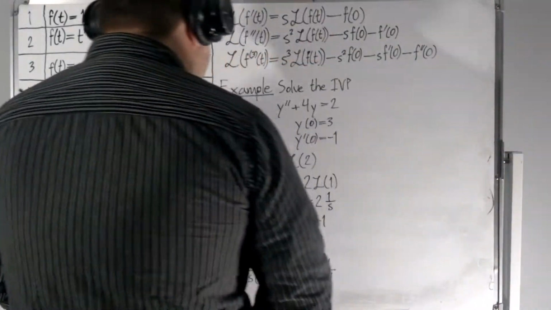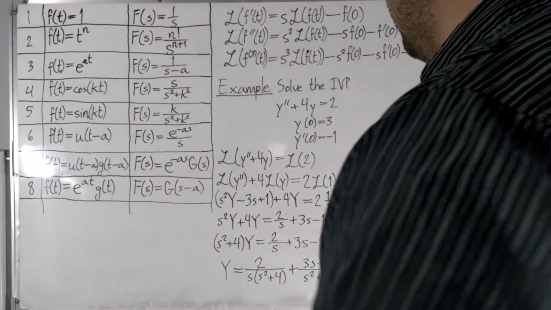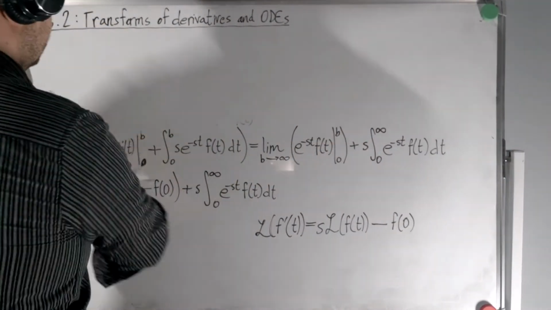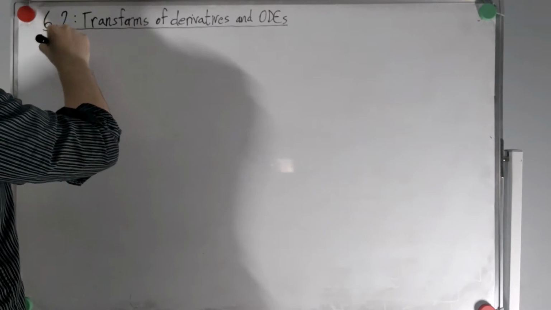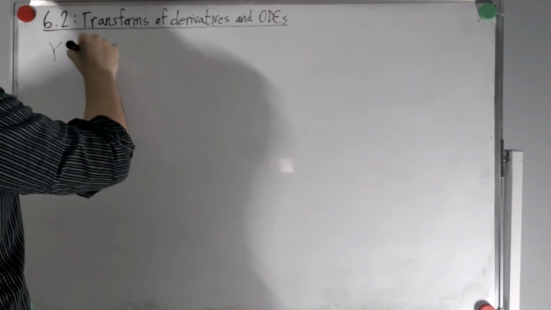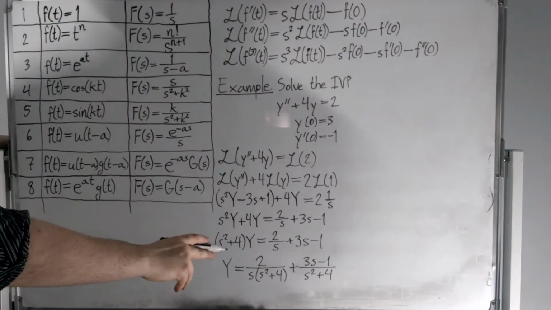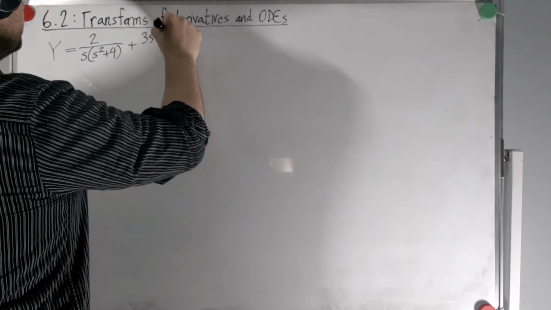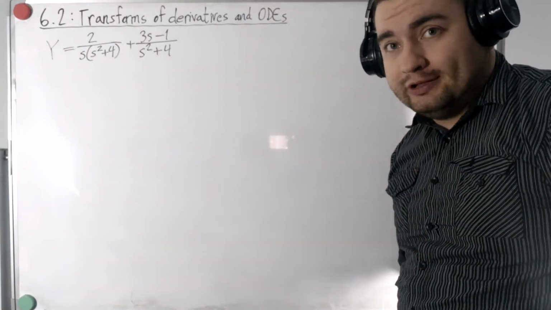I'm going to do that on the other side of the board because this side is getting pretty cluttered and I don't want to erase this information. So 2 over s times (s squared plus 4), plus (3s minus 1) over (s squared plus 4). Right then. So we want to find the inverse Laplace transform of this.